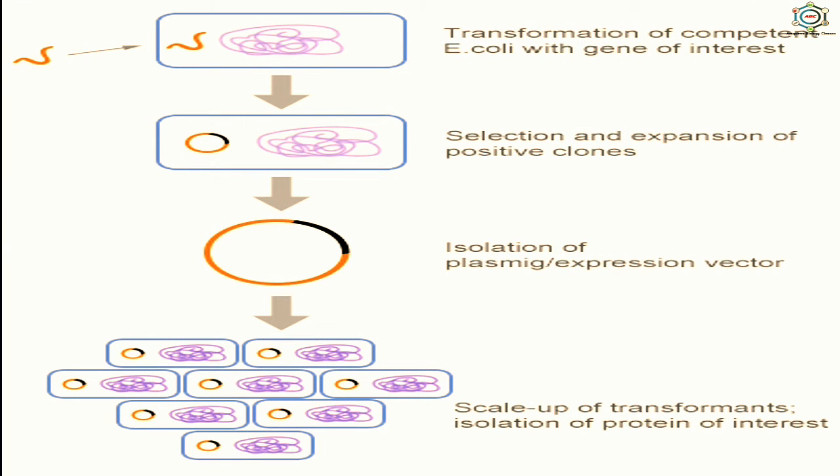Alternatively, the host cells are multiplied in a continuous culture where the used medium is allowed to pass out from one side and fresh medium is continuously added into the culture vessel from the other side. It maintains the cells in their physiologically most active log exponential phase. So here you can see the transformation of competent E. coli with the gene of interest, then selection and expansion of positive clones, then isolation of the plasmid expression vector, then scale up of transformants, and isolation of proteins of interest.